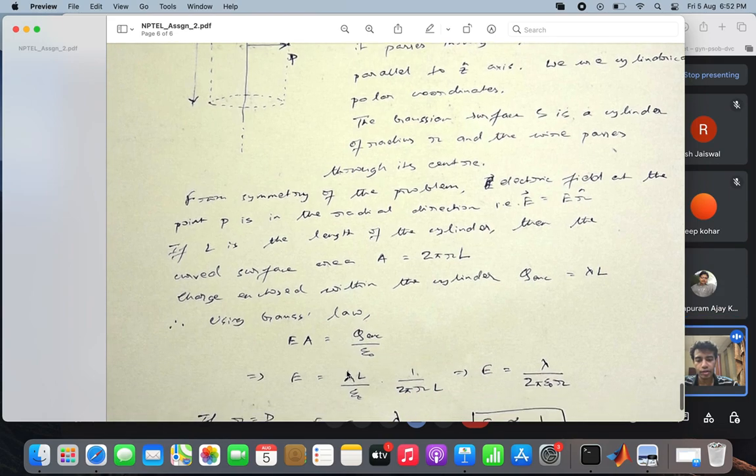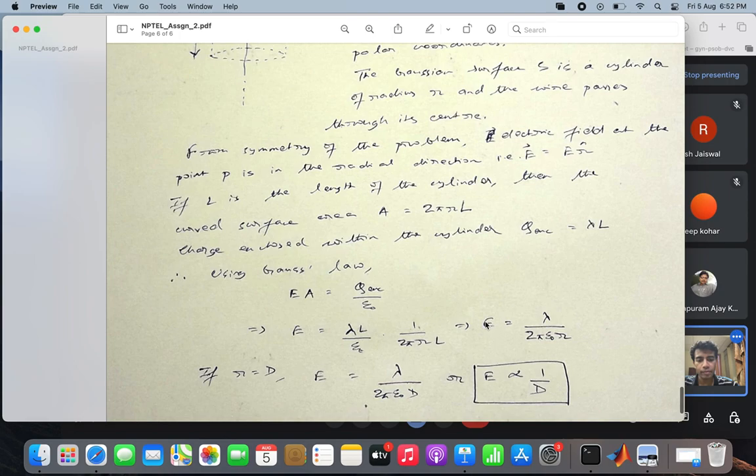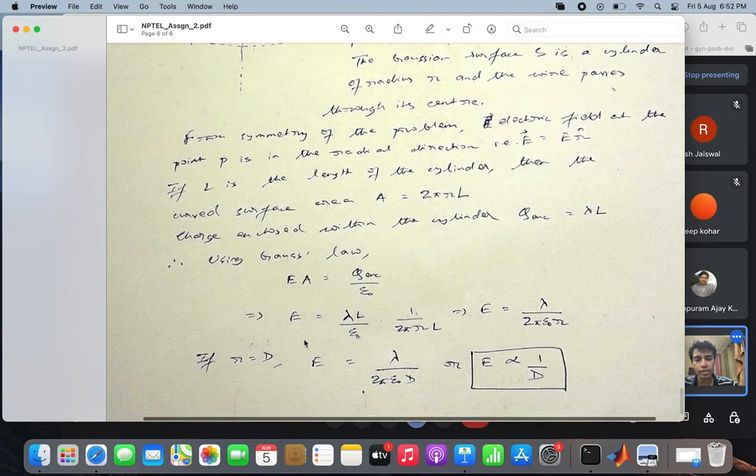So I substitute lambda into L in place of the enclosed charge, and I get my electric field as lambda by 2 pi epsilon naught into r. So what is the electric field at distance d? I substitute r equal to d, and then I get the electric field is proportional to 1 by d.